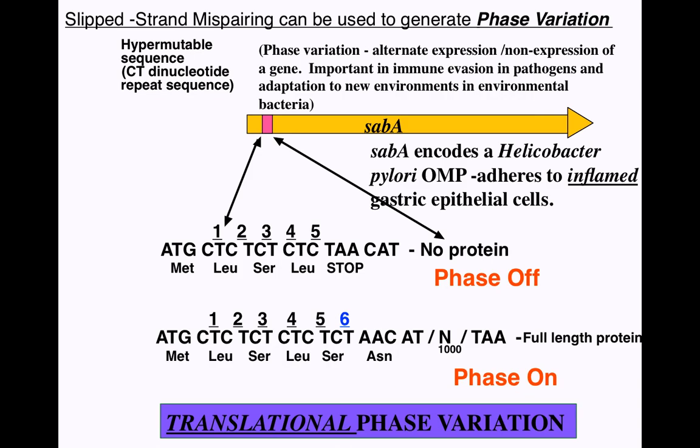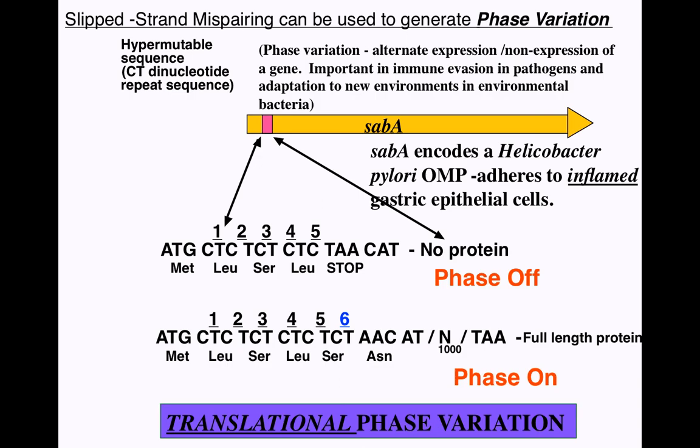So a bacterium that has this arrangement of its CT tract is phased off. It doesn't produce the protein. But as this bacterium replicates more frequently than a random piece of sequence, there's going to be a mutation by that slip-strand mispairing, which in this case shown here leads to an increase in the CT tract length. It could also take out a CT as well. But in this case that I'm showing you here, it has added one CT.